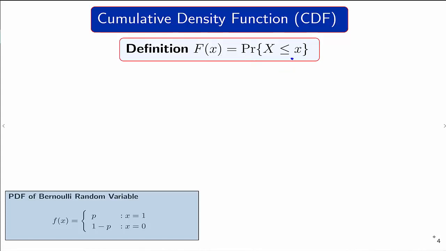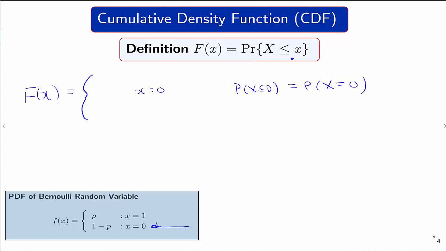For the Bernoulli random variable, the CDF, capital F of x, is very simple to derive because x only takes a limited number of values. If we evaluate the function at x equals 0, the probability that x is less than or equal to 0 is just the probability x equals 0, because x doesn't take any other value under 0. The probability x equals -1 and so on are all equal to 0. So at x equals 0, it's just the probability x equals 0, which is just 1 minus p.